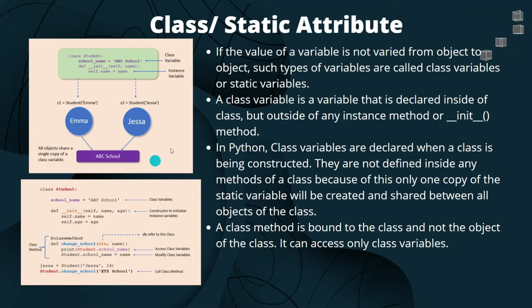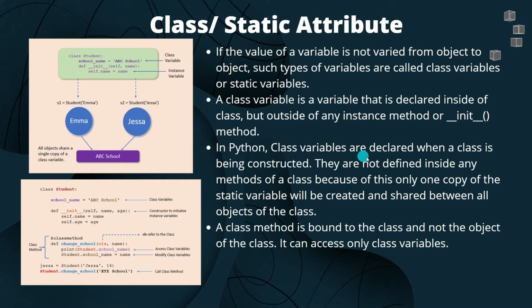So here you can see one example. So this is a class Student. In that we have one class variable called school name is equal to ABC school. Then we have a constructor and an instance variable. Next, a class variable is a variable that is declared inside a class but outside of any instance method or init method. So you can clearly see here there is no instance method, and there is a constructor, but we defined our class variable outside of those two things.